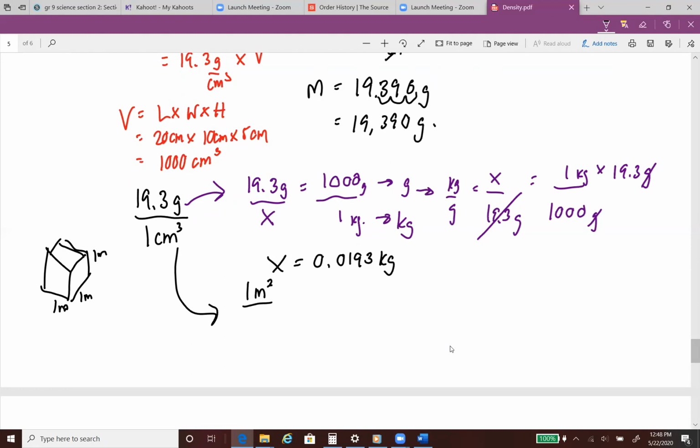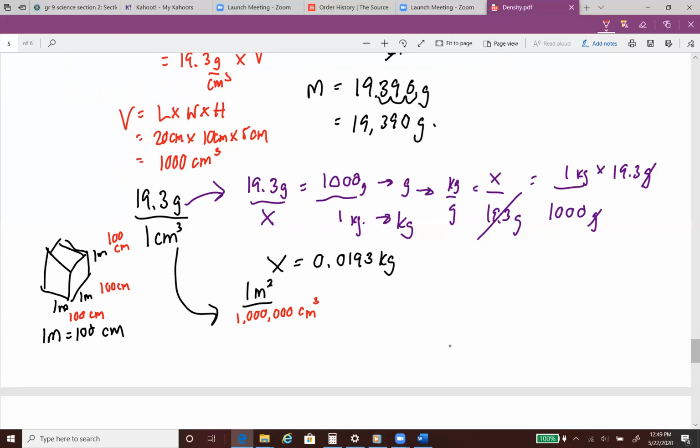Now, I can change that to centimeters because I know that 1 meter is equal to 100 centimeters. So a cube that's 1 meter by 1 meter by 1 meter would also be 100 centimeters by 100 centimeters by 100 centimeters. So 1 meter cubed is the same as 100 times 100 times 100, which is 1 million centimeters cubed. That's our ratio, 1 meter cubed over 1 million centimeters cubed.